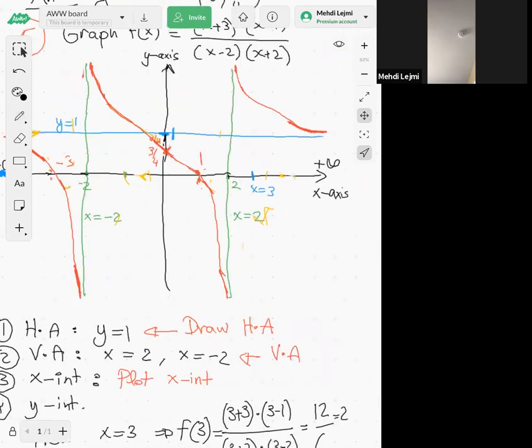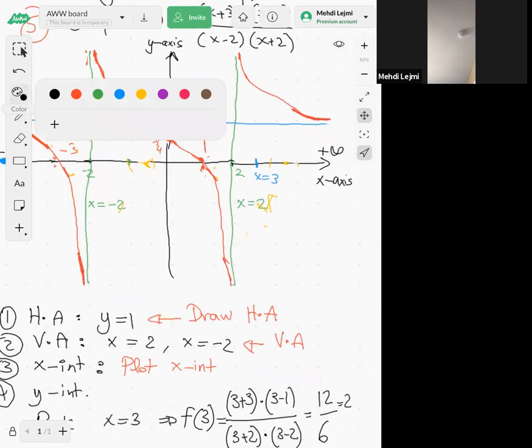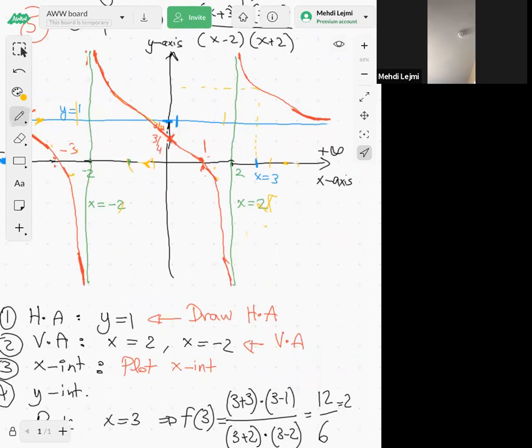And that makes sense because this is x equal to 3, so the image is positive, above the horizontal asymptote. So my graph is correct. So you can pick random numbers to check if your graph is correct. But again, you have to use some logical thinking. Use your x-intercept to graph your function f.